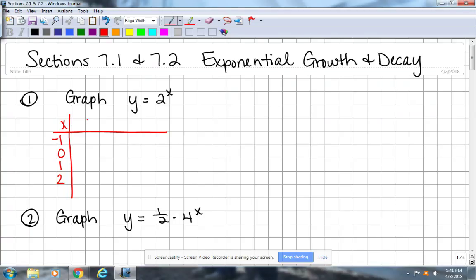So here's our rule, 2 to the x power. And for the first one, we're going to have to remember a little bit of our exponent rules. And then we'll get our y values, and we'll get ordered pairs, and we'll graph them.